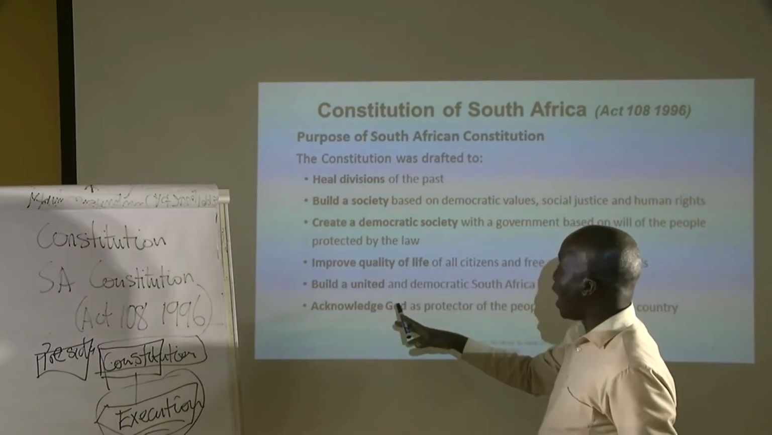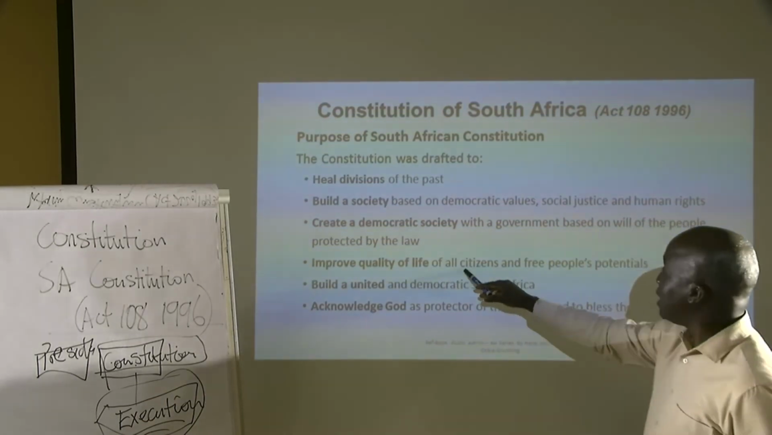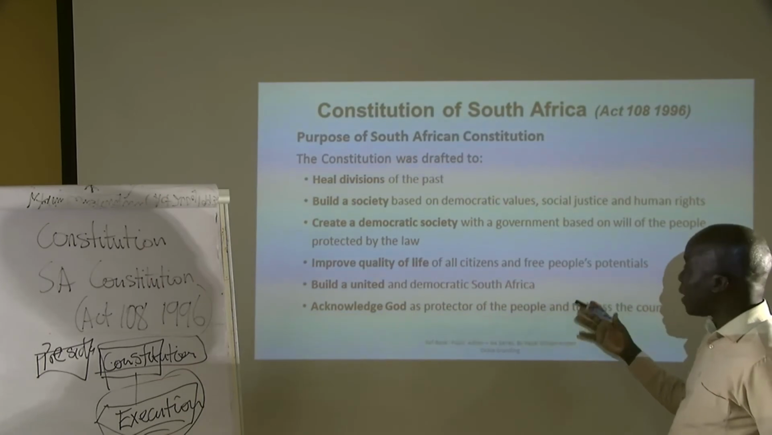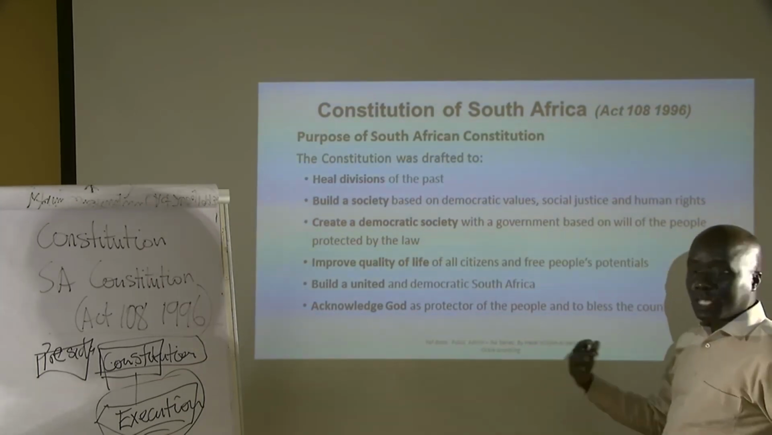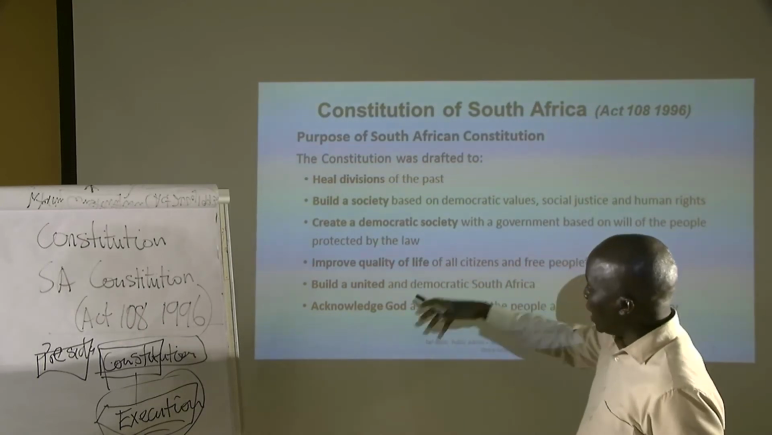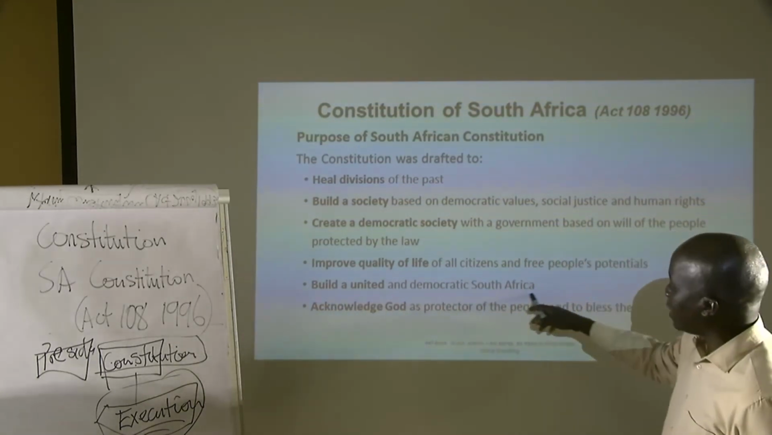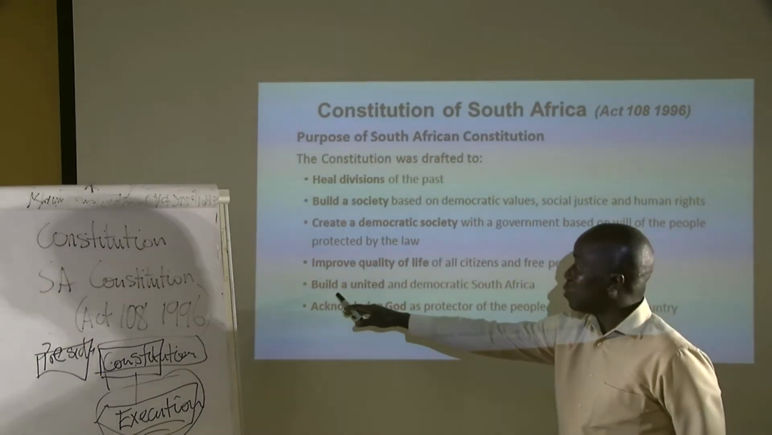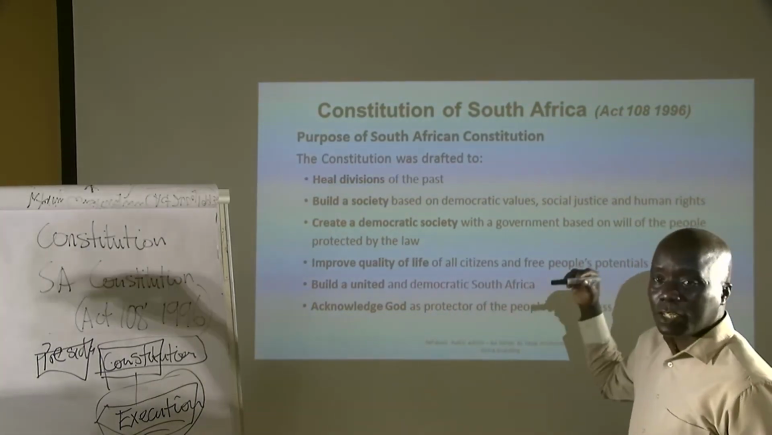And always these are the things that you have. Make sure that people's potentials, meaning people's talents and abilities in terms of education, are provided for everyone to be able to access and improve their lives. Build a united and democratic South Africa. That's one of the reasons why the Constitution was drafted, okay?